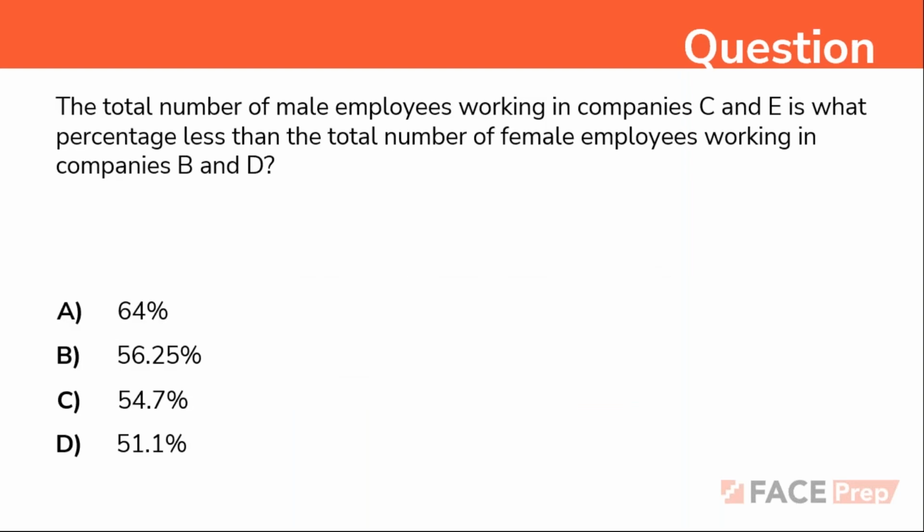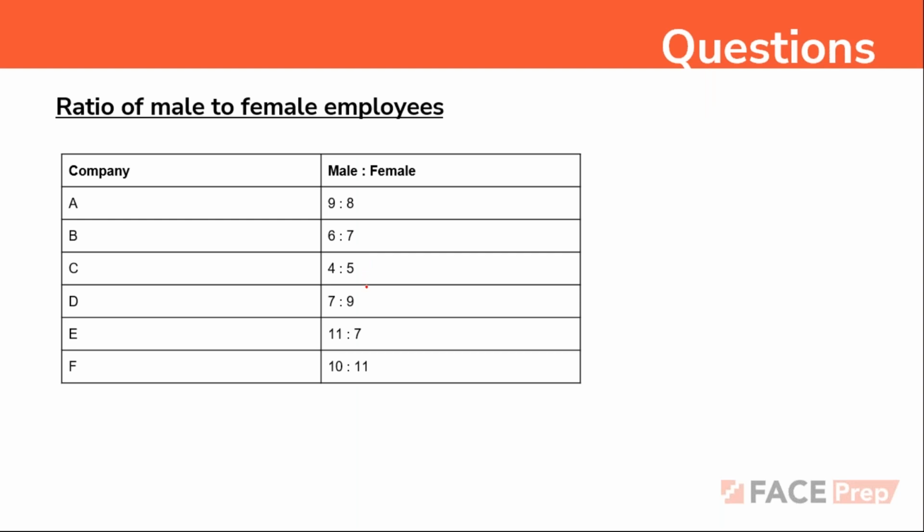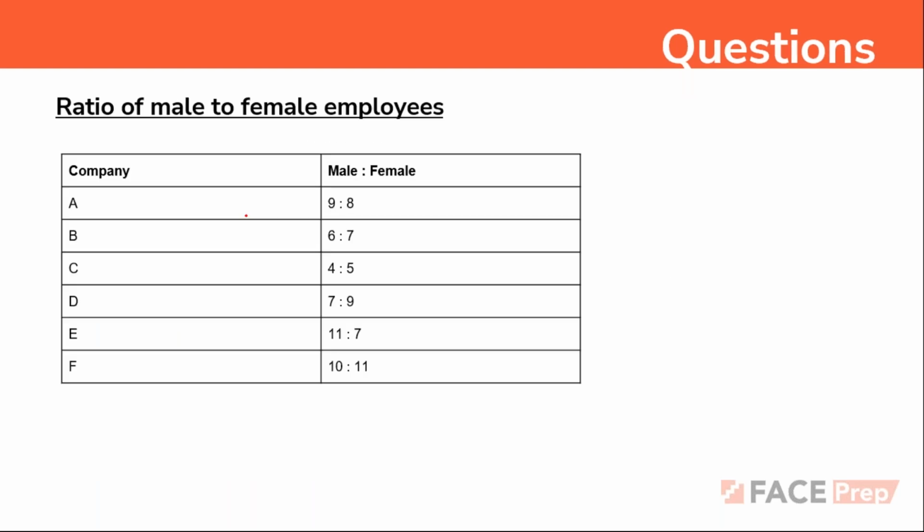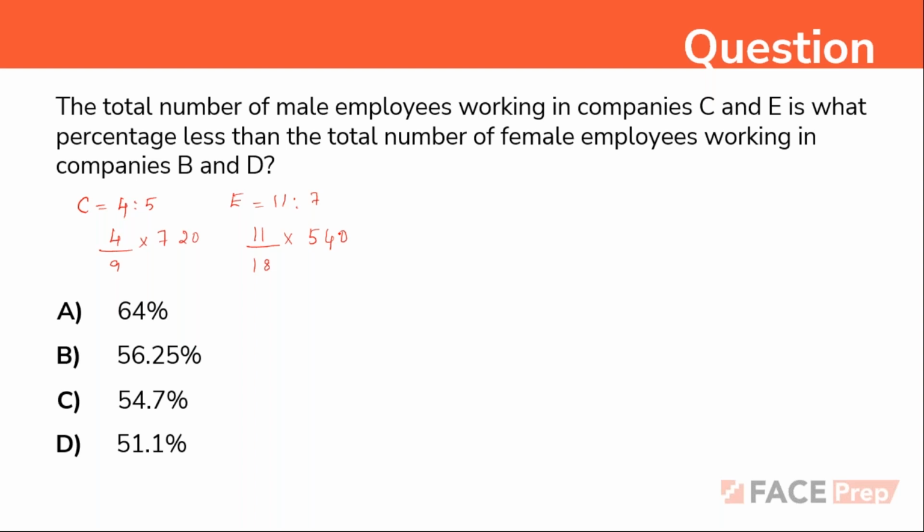Now, the total number of male employees working in companies C and E. So what is the ratio of C? C is 4:5 and E is 11:7. Now I need to find the male employees. Male employees in C: 4 divided by 9 into the total number of people in C, that is 720. For E, male employees: 11 divided by 18 into the total number of employees in E, that is 540. So 4 by 9 into 720 and 11 by 18 into 540. You will be getting the total value.